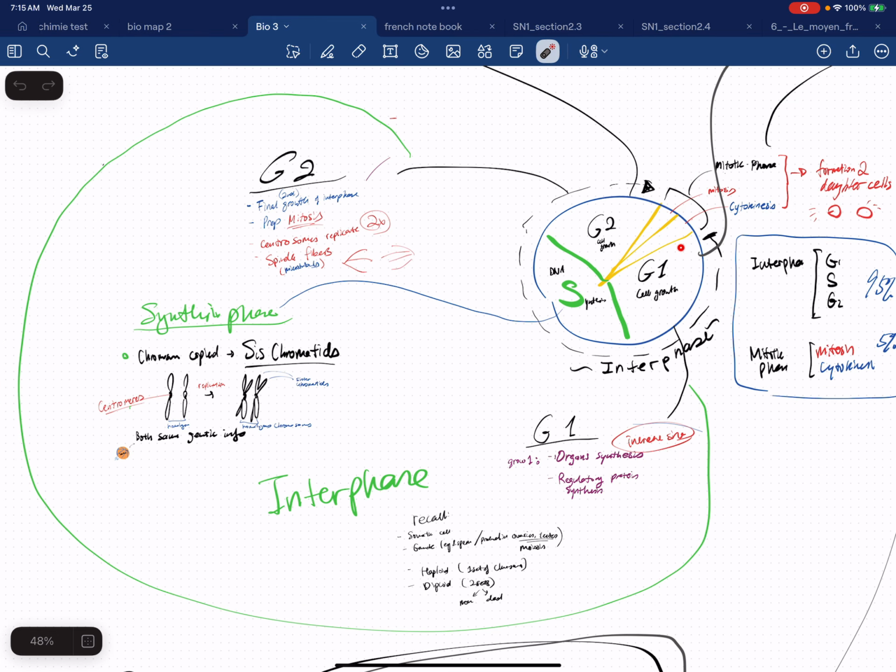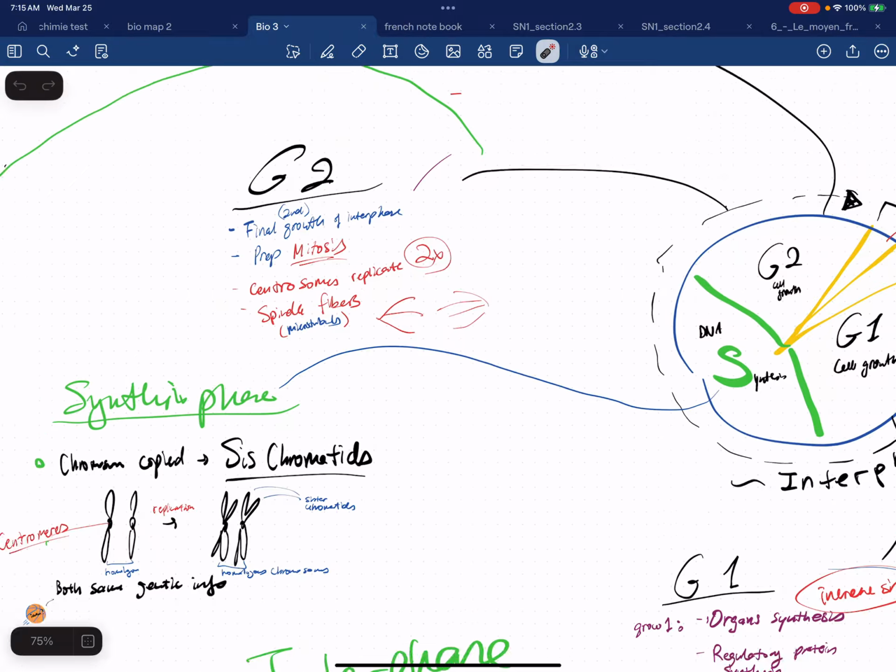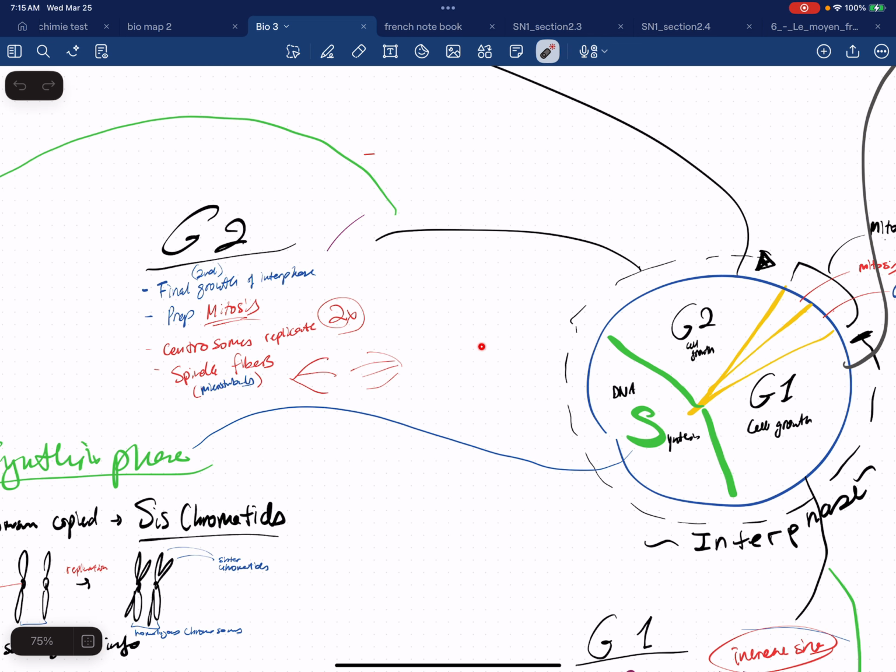So like we said, G1 is all about growth, organelle synthesis, replication, synthesis of regulatory proteins, and increase in size. The synthesis phase is all about chromosomes that are copied to two sister chromatids, and both have the exact genetic info. There's an exact copy, and these are connected by centromeres. And the G2 phase is all about the final growth of the interphase.